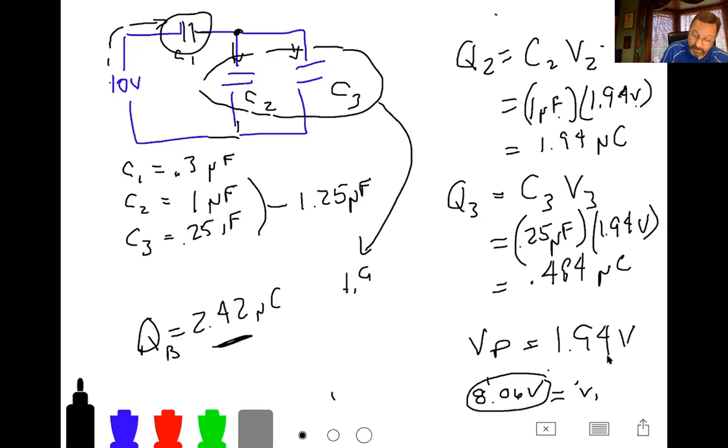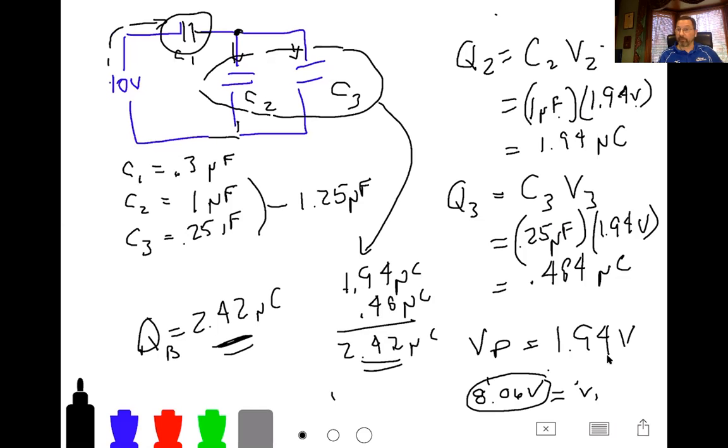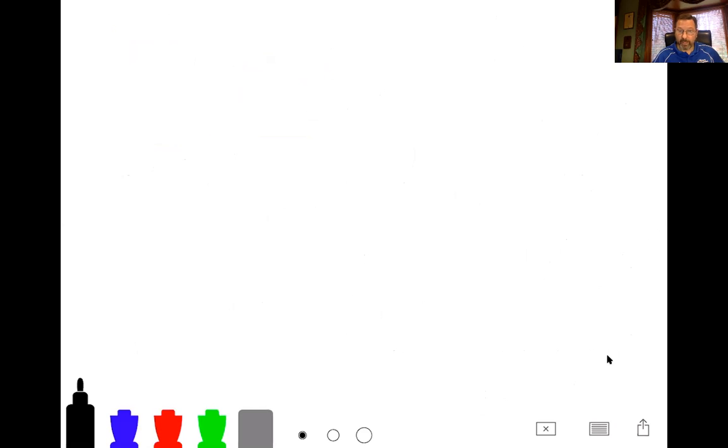Is 1.94 microcoulombs plus 0.48 microcoulombs, does that add up to 2.42 microcoulombs? So these two numbers check and are the same. If you didn't get that, and a number of people didn't on worksheet 17, that's how you have to do the problem. Any questions on what I did there? Anybody bored out of their mind right now? Don't answer yes if it's true.